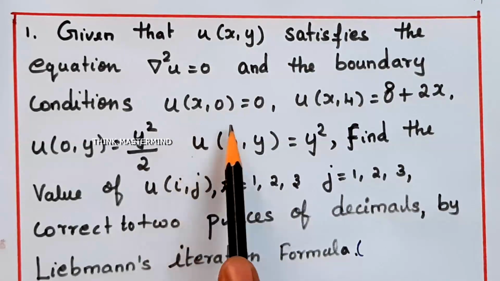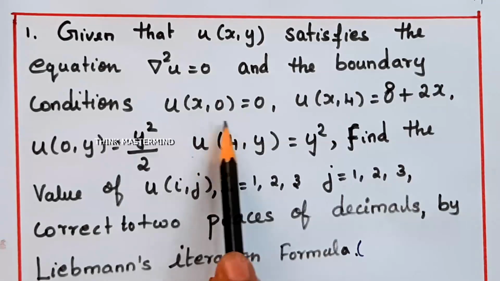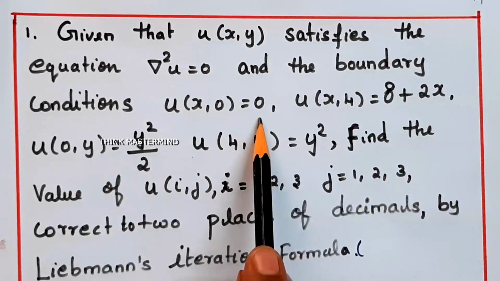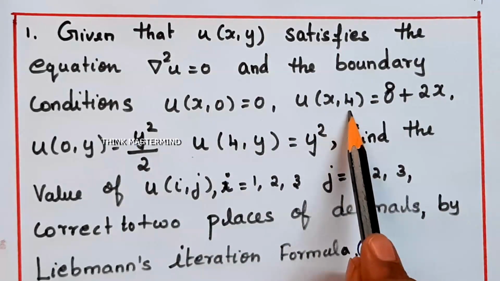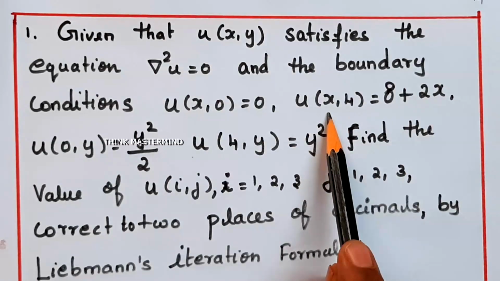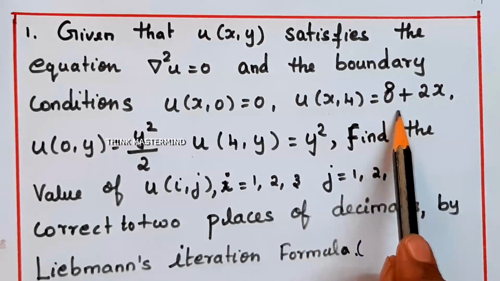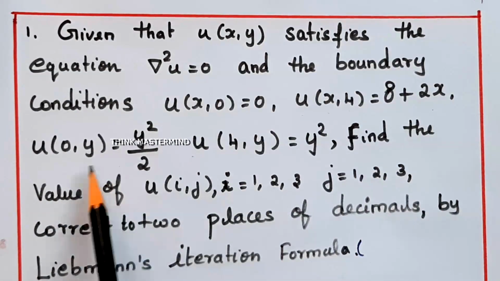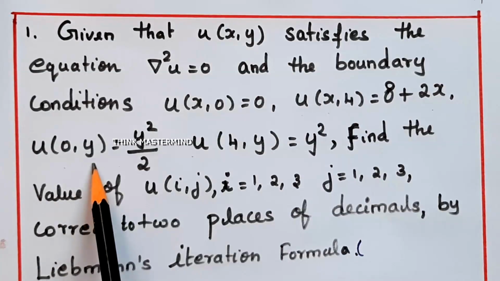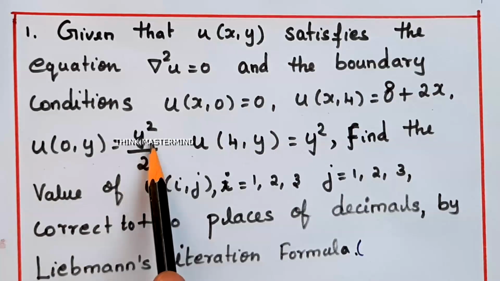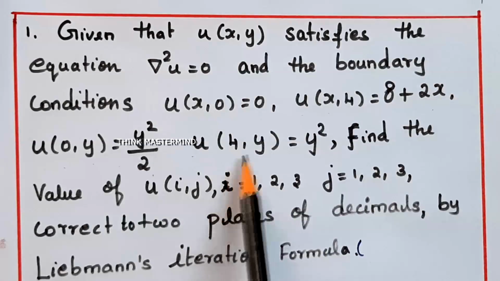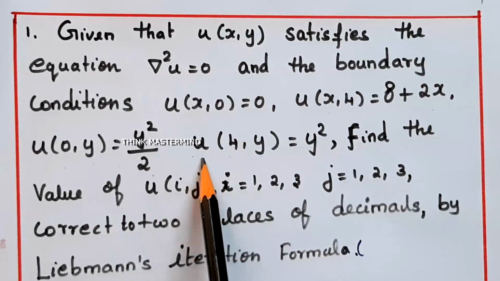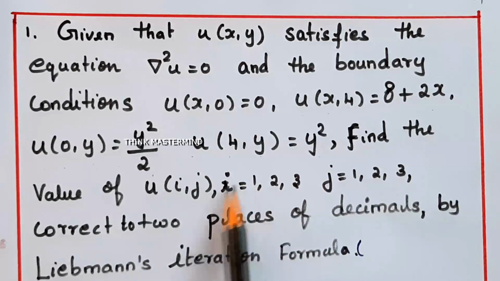So u of x comma 0, that means y is equal to 0. Along the x axis, for different values of x, the u value is 0. Similarly, when y is equal to 4, x takes different values, then the u value is equal to 8 plus 2 times x. u of 0 comma y represents when x is equal to 0, for different values of y, the u value is y square by 2. u of 4 comma y is, for different values of y and x is equal to 4, the u value is y square.